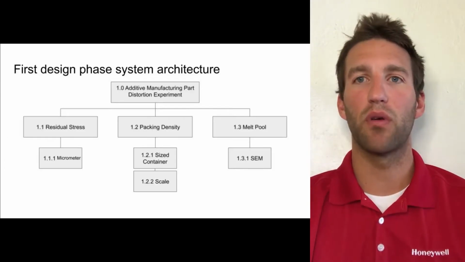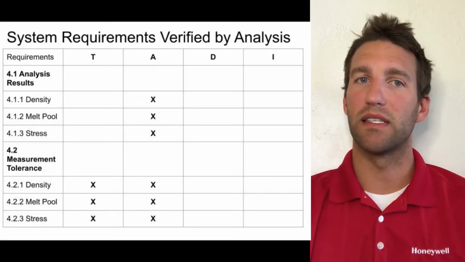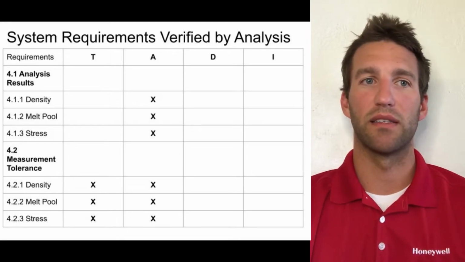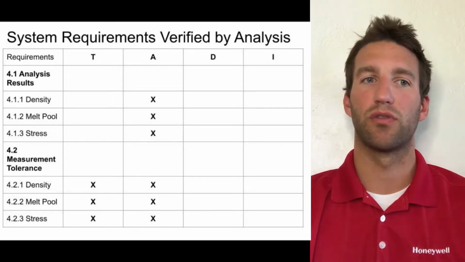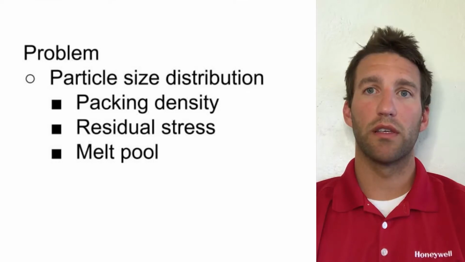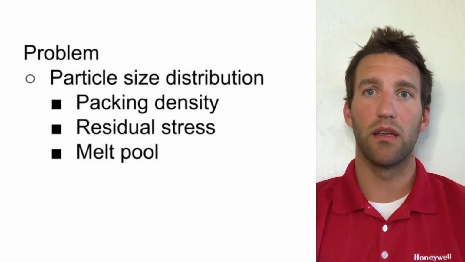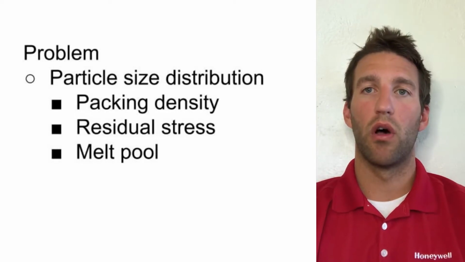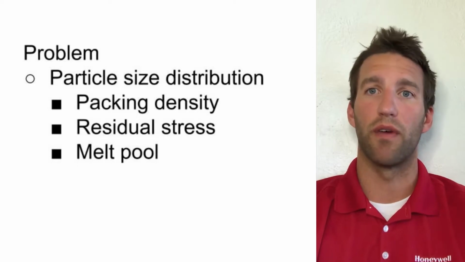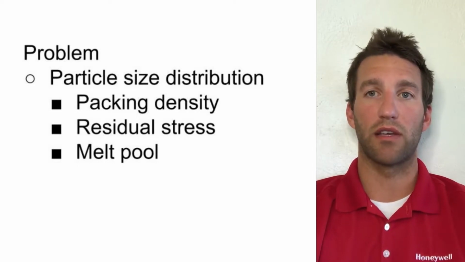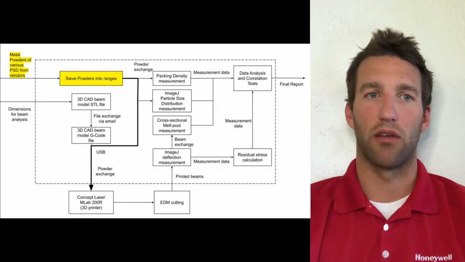Our team then broke down the effects it has on residual stress into 3 system requirements that we verified by analysis. First, density. Second, melt pool. And third, stress. As our project looked to characterize how these 3 factors, packing density, residual stress, and melt pool, all fit in together to better understand particle size distribution and its overall effect on additive manufacturing and residual stress, our team then broke it down into our system block diagram.